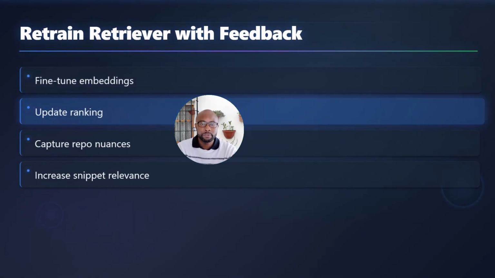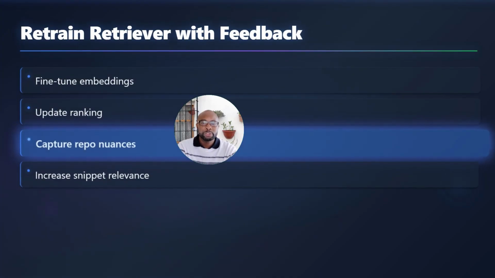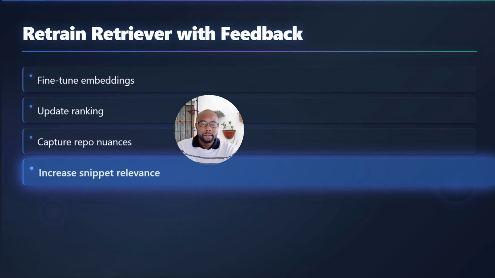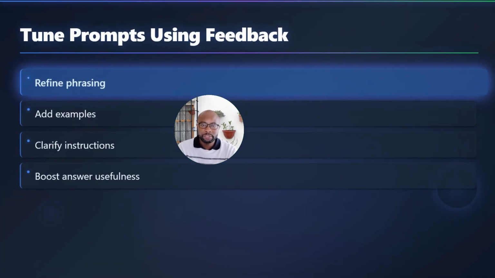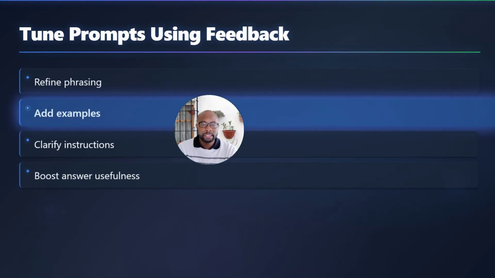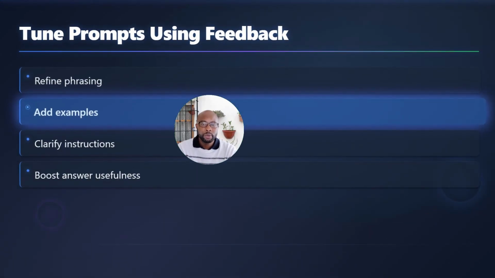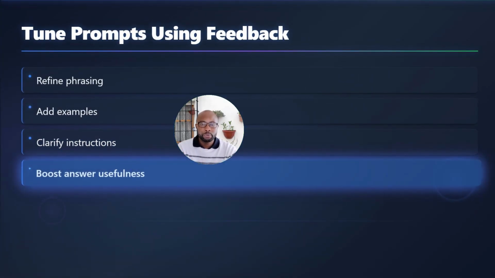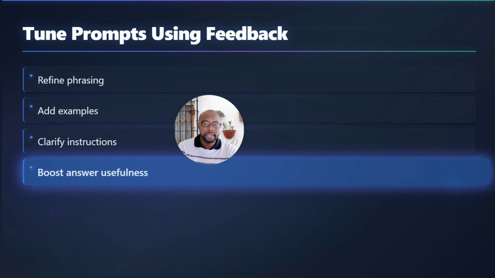For example, you can fine-tune embedding models to better capture your codebase's unique style and terminology, boosting retrieval precision. Feedback also helps refine your prompts to the LLM generator. Adjusting phrasing or adding examples based on real queries can make explanations clearer and more helpful, reducing confusion and improving developer trust.